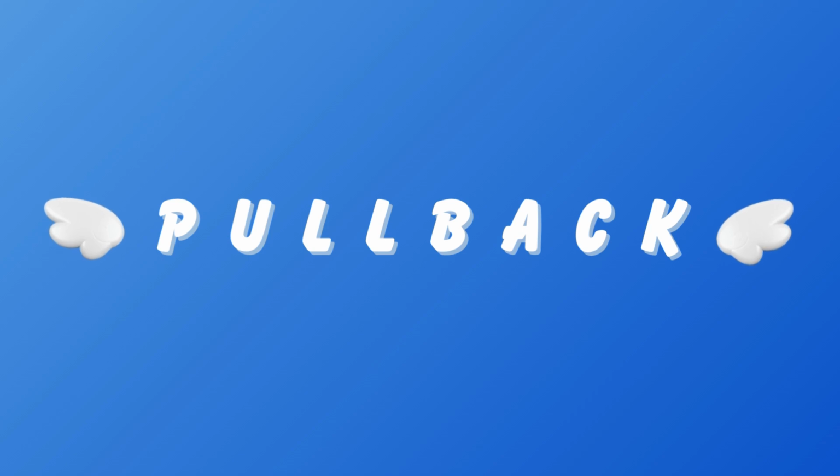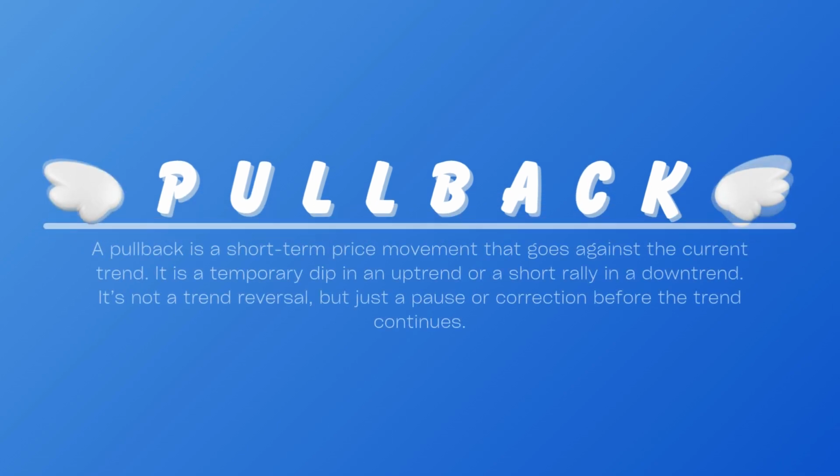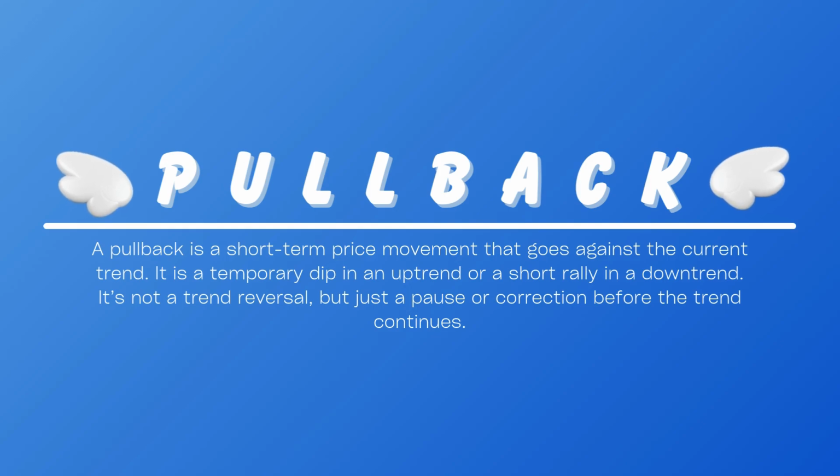Furthermore, once we understood the fundamentals of trend, we learned about the method of a pullback, a necessity for technical traders. A pullback is a short-term price movement that goes against the current trend. It can be a brief dip during an uptrend or a small rally during a downtrend. Importantly, it is not a trend reversal, but rather a temporary correction or pause before the trend continues.